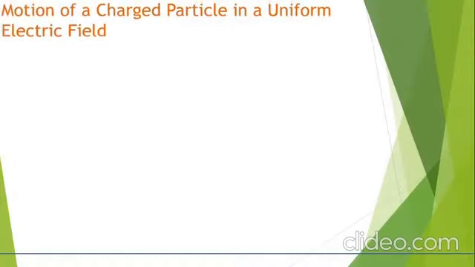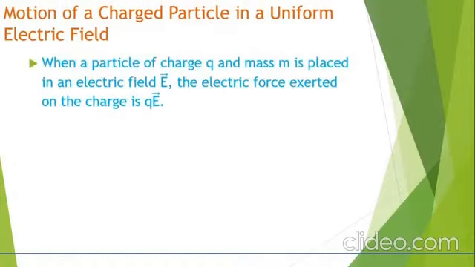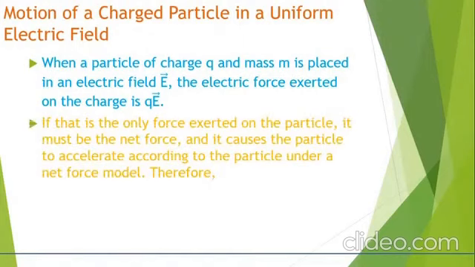Now we'll discuss the motion of a charged particle in a uniform electric field. Consider a charged particle of mass m and charge q placed in an electric field. It will experience a force equal to qE vector. If this is the only force on the charged particle, it causes the particle to accelerate according to the particle under a net force model. Therefore, F vector equals qE vector, which equals m a vector, and a vector equals qE vector divided by m.